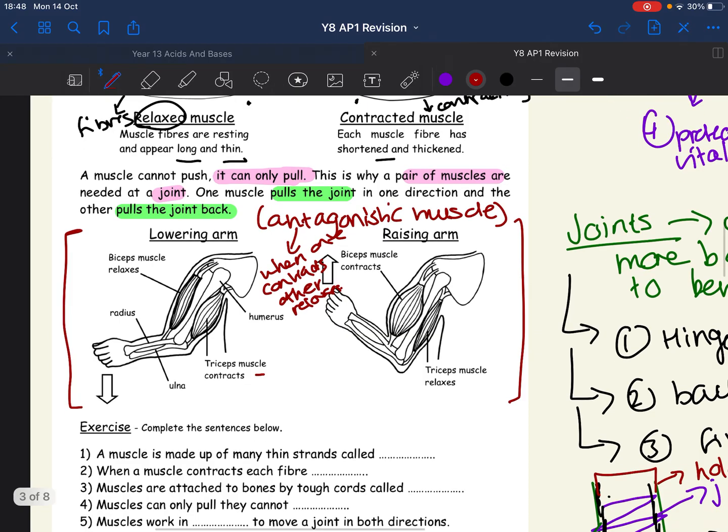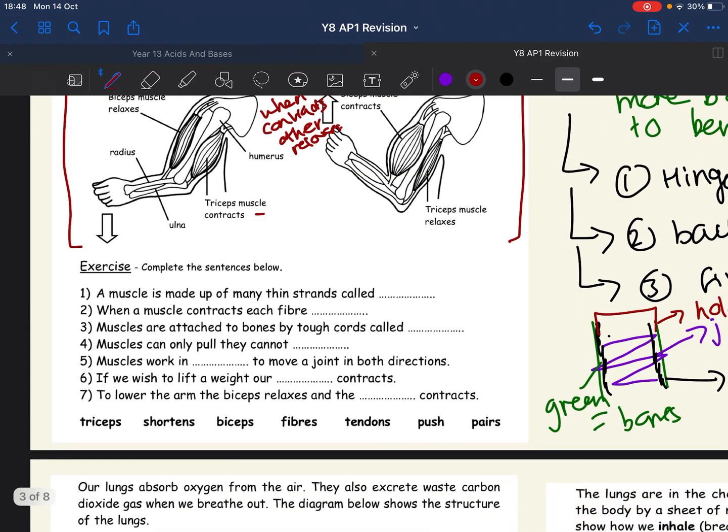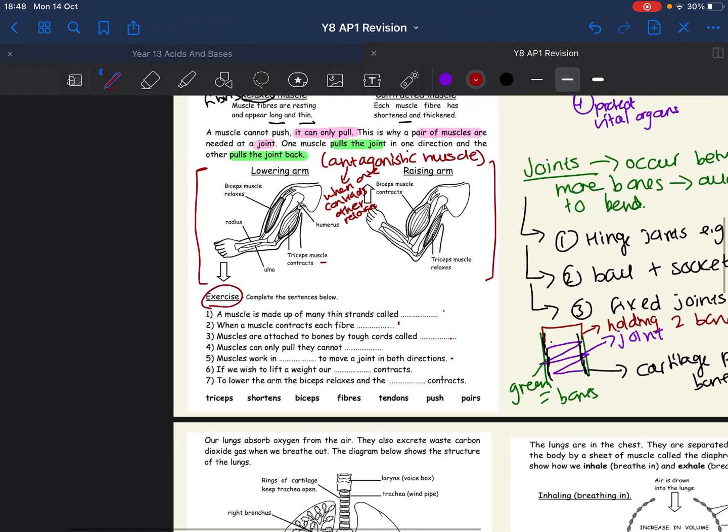This is talking about the tricep muscles. Once you've done that, you can complete this exercise for your revision. Pause the video and have a go, and then use your knowledge organizer to add to your answers.